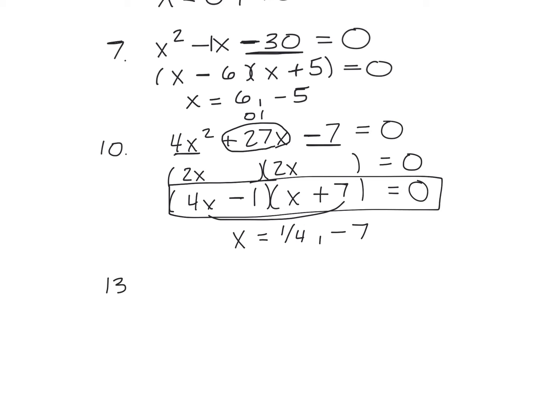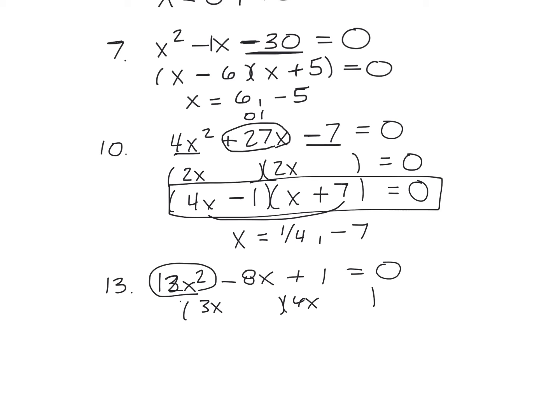Number 13 is 12x squared minus 8x plus 1 equals 0. So again, looking at this 12x squared, I've got a few options here. I've got 3x and 4x. I could do 6x and 2x. Maybe 12x and x. I don't think there.